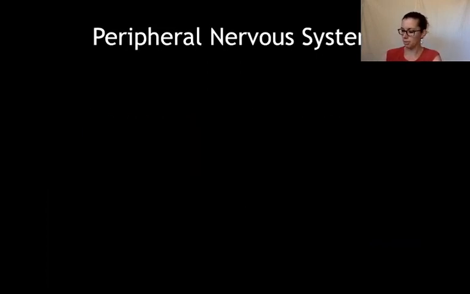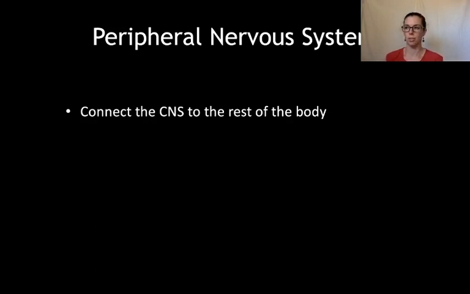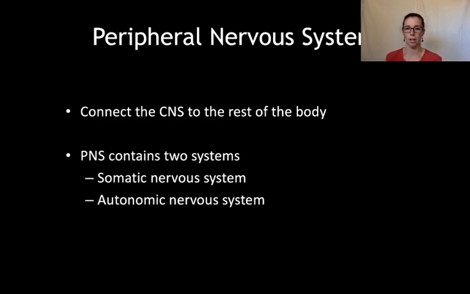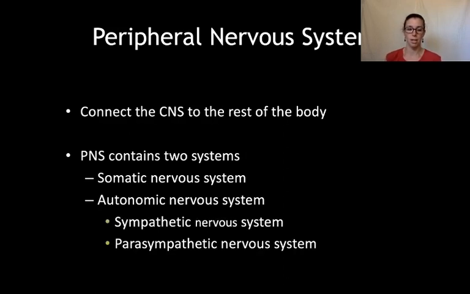Let's talk more about the peripheral nervous system, because we're going to talk about the brain by itself for a while in a minute. The peripheral nervous system connects our central nervous system to the rest of our body. It contains two systems, like I said, the somatic and the autonomic nervous systems. Somatic is voluntary movements. Autonomic is automatic things that we have. The autonomic nervous system has the branches of parasympathetic and sympathetic. Remember that sympathetic is fight or flight, parasympathetic is rest and digest.